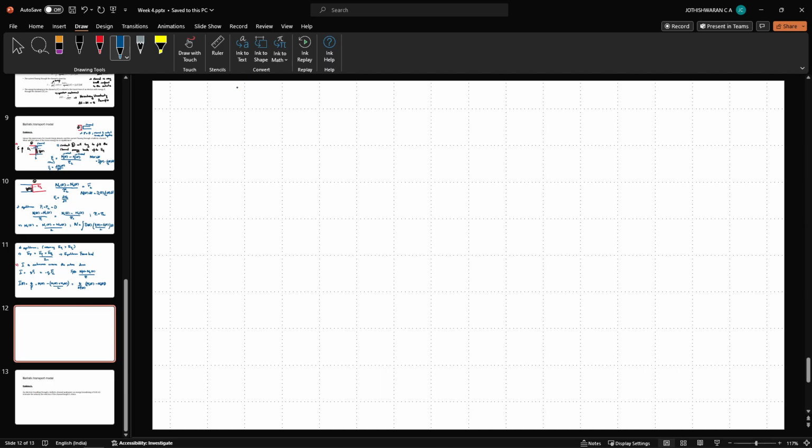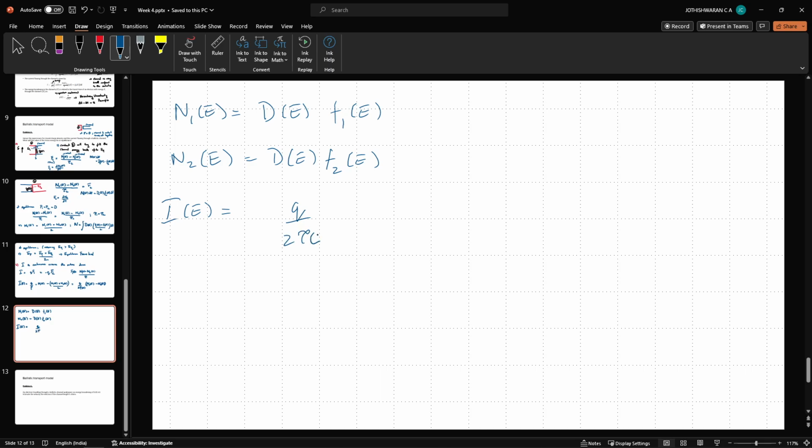Oh, nice. I'm getting blank slides. Good. So we know N1 of E is D of E. Again, I'm retaining my old assumption. F1 of E and N2 of E is D of E, F2 of E, and from this we will get I of E is equal to Q by 2 tau.